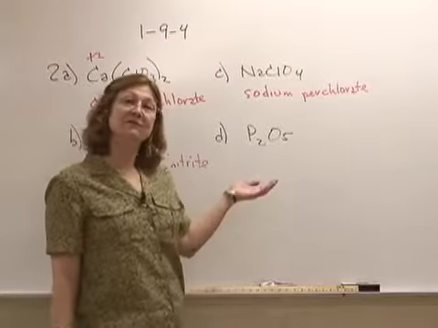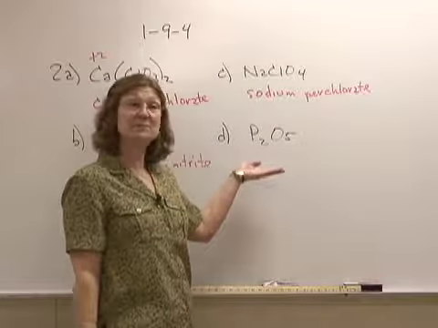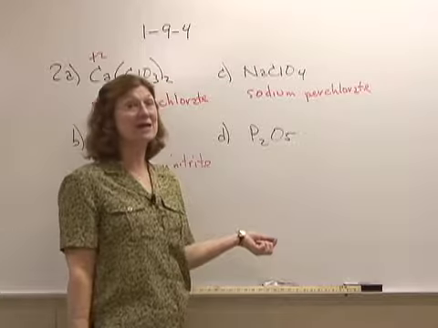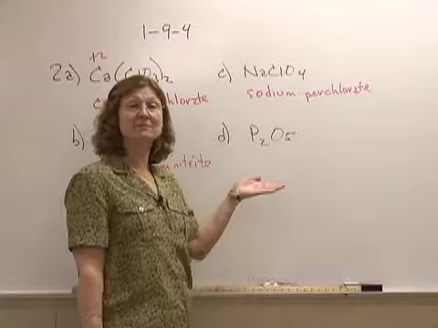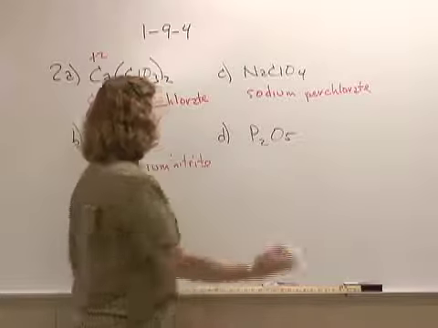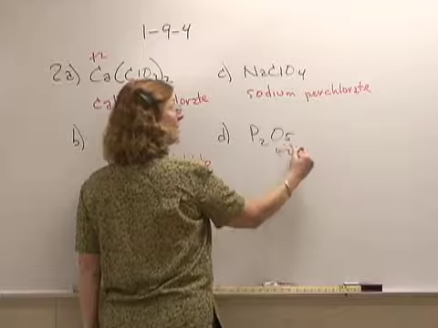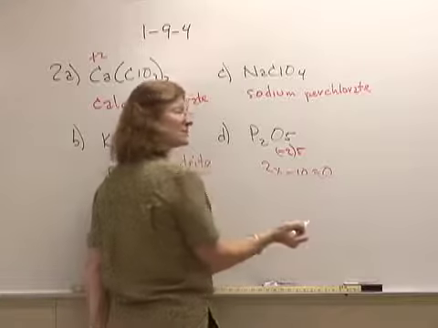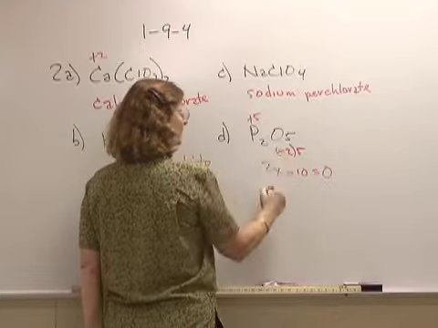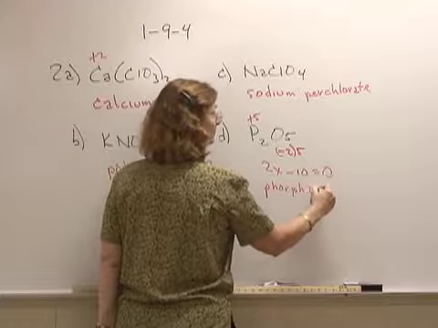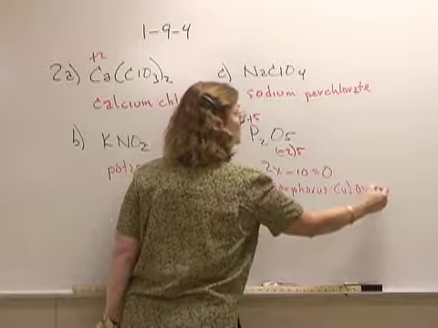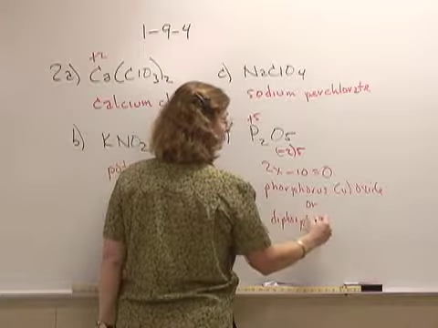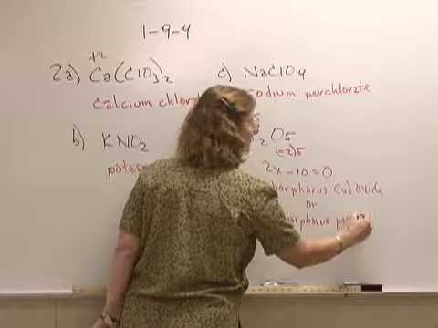Now in D, we have 2 different options. I could use the Greek prefixes because it's a nonmetal with a nonmetal, and that would be diphosphorus pentaoxide, where we identify the number of the atoms, or I can write it in Roman numeral form. Oxygen is -2, and there are 5 oxygens, giving me a -10. Compounds are 0, and there are 2 phosphorus, so phosphorus must be plus 5. Phosphorus, Roman numeral 5, oxide, or diphosphorus pentaoxide.